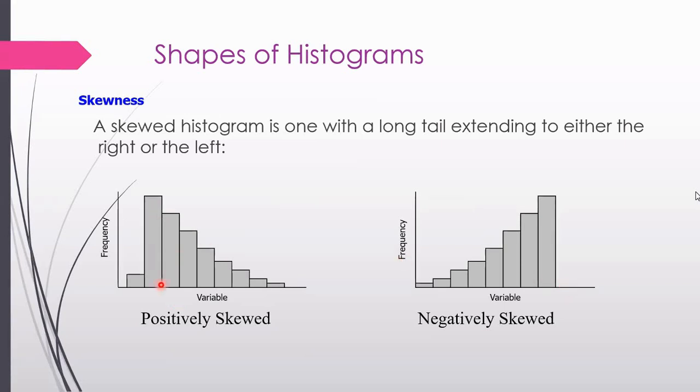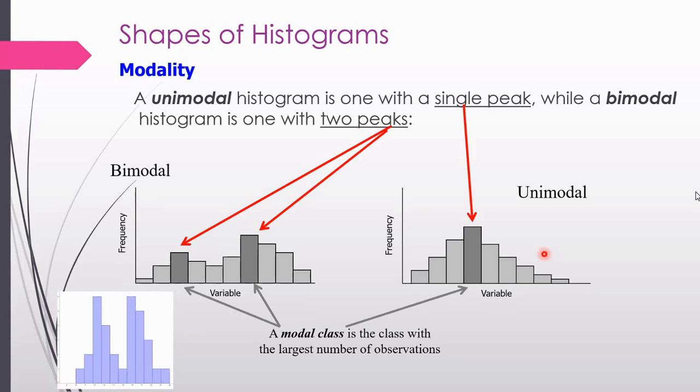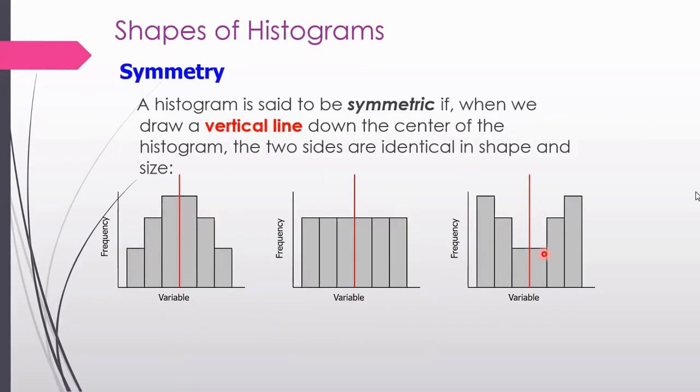When we are looking at here, how many modes? This is a single peak, one mode. This is the modal class. Here also single peak, one mode. So it is positively skewed with one mode. It is also negatively skewed with one mode. Right. In this case, what about this diagram? How many modes are here?